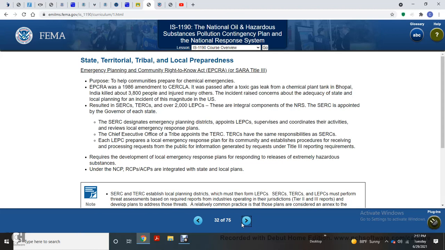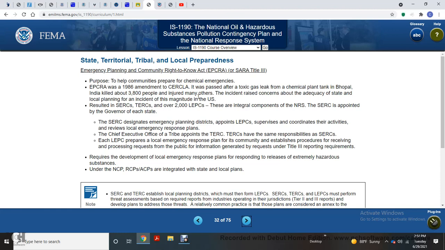State, territorial, tribal, and local preparedness emergency plans fall under the Emergency Planning and Community Right-to-Know Act and the Superfund Amendments and Reauthorization Act, Title III. The purpose is to help communities prepare for chemical emergencies. The Emergency Planning and Community Right-to-Know Act of 1986 is connected with the Comprehensive Environmental Response, Compensation, and Liability Act. It was passed after a toxic gas leak from a chemical plant tank in Bhopal, India, killed about 38,000 people and injured many others.